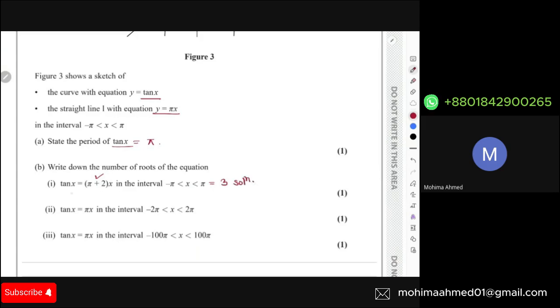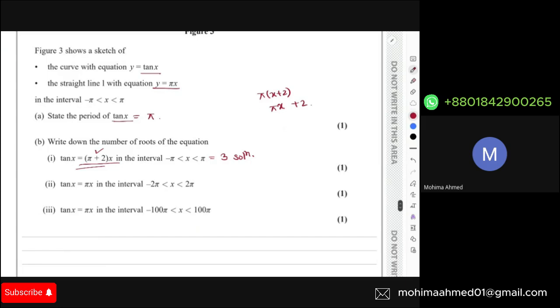Because this is not any translation. It would be a translation if it was pi x plus 2, right? That would be a vertical or horizontal translation. But if you're adding 2 with the pi, that is just a normal constant, no translation. It doesn't indicate any translation.